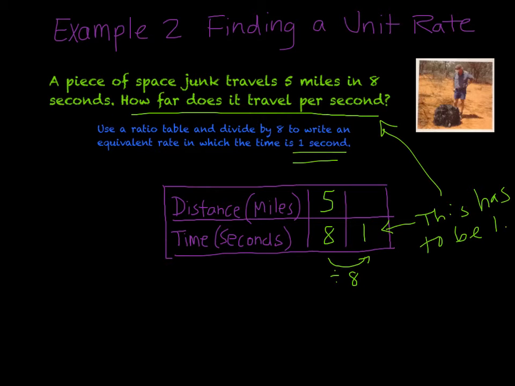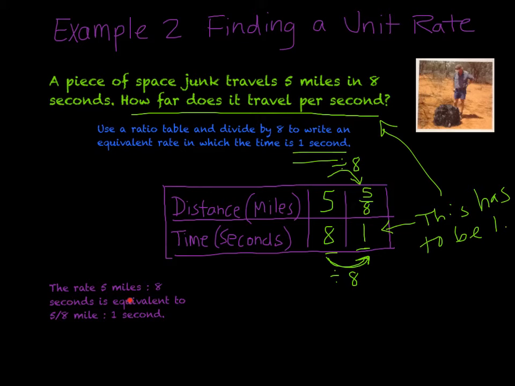We know when we get from 8 to 1, we had to divide by 8. You've all learned in the previous section that if you divide by that on the bottom, you have to do it on the top. Divide by 8. Well, you might say, 5 divided by 8, that doesn't make much sense. Well, it does. You can make it a fraction. 5/8, right? 5 divided by 8. We don't want to make it a decimal. We can just say 5/8 in this situation. So the rate 5 miles to 8 seconds is equivalent to 5/8 mile to every 1 second.